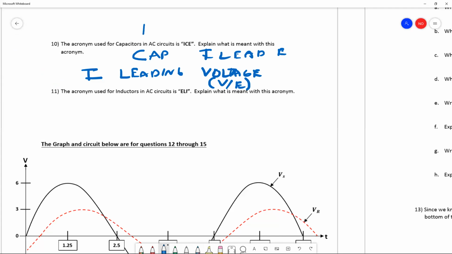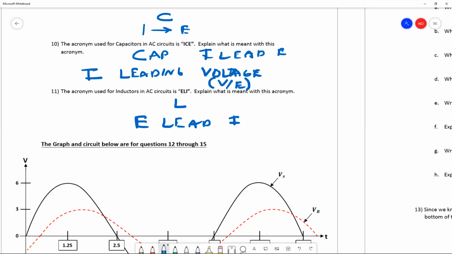So current leads voltage in a capacitive circuit, ICE. The reverse is true in an inductive circuit. Inductors resist change in current. Therefore, in an inductive circuit, remember L is our symbol for inductors, voltage will lead current in the same way. So if you have a mostly inductive circuit, then your current angle should be more negative than your voltage angle. And that's all that means.